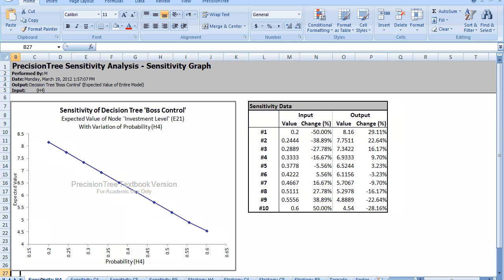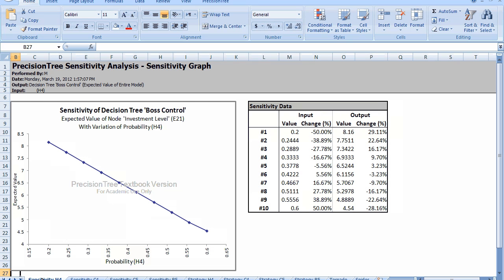This worksheet relates to the probability that the take rate will be only 30%. That probability was initialized at 0.4. We said we wanted to range it from 0.2 to 0.6. And as we look at the graph, it looks like it's strictly linear, where the expected value goes from something between 8 and 8.5 million down to a number that is approximately 4.5 million.